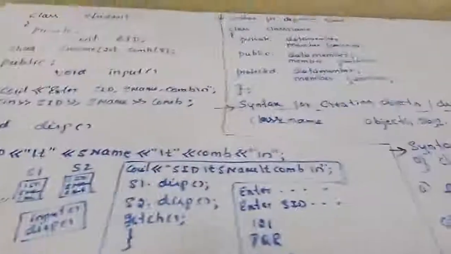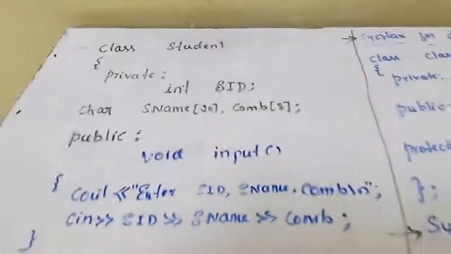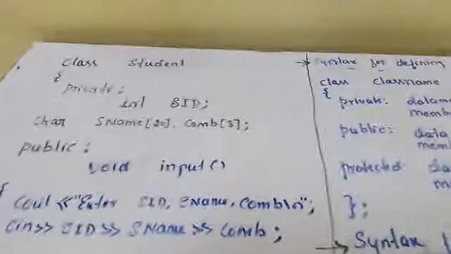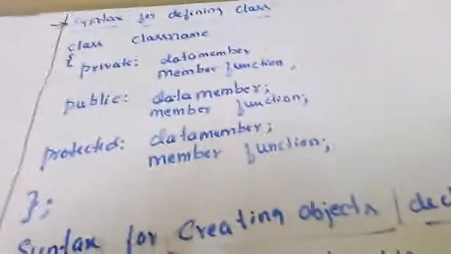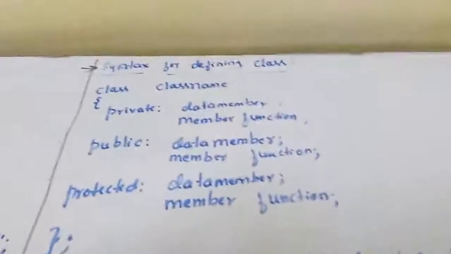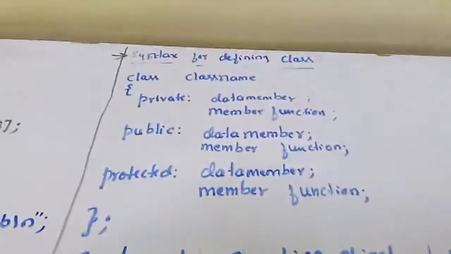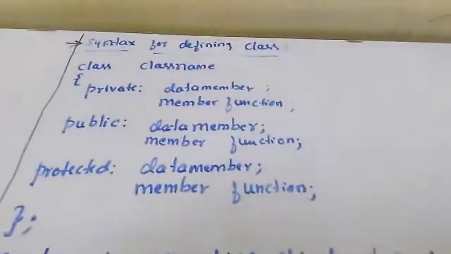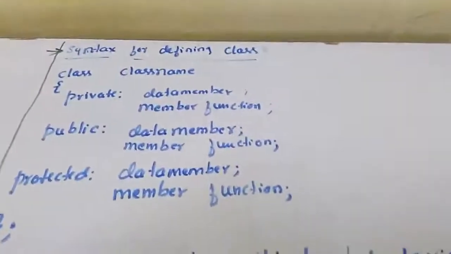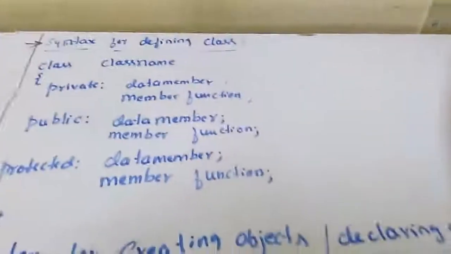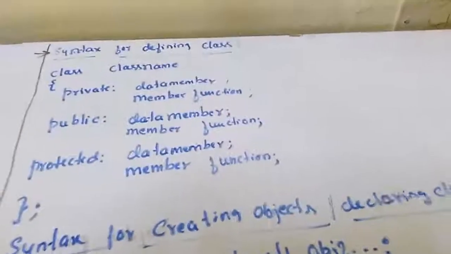Through this program, let us write the general syntax. The syntax for defining a class. Defining a class is nothing but creating our own data type using class. Class name. In the general statement, we have to write all the access specifiers: private data members and member functions, public also, and protected. This is the way to define a class.